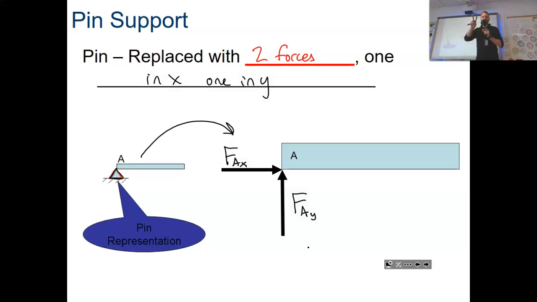So every time you have a pin, you're going to replace it with two forces. Remember, when we have a cable, you replace it with one force in the direction of the rope. If you've got a pin, you're going to replace it with two forces, one up and down and one left and right.